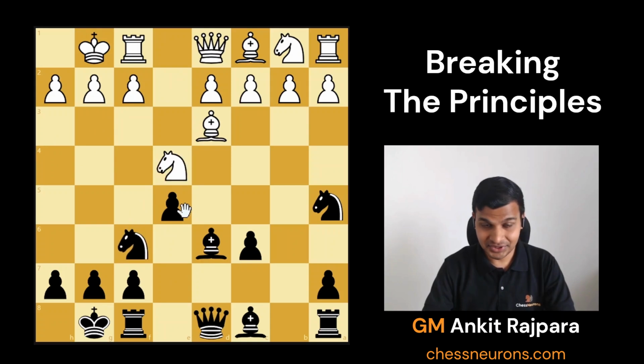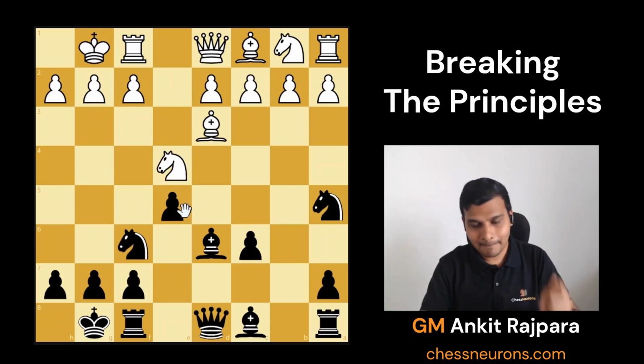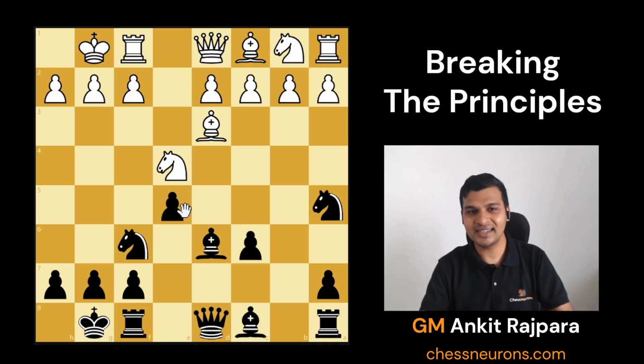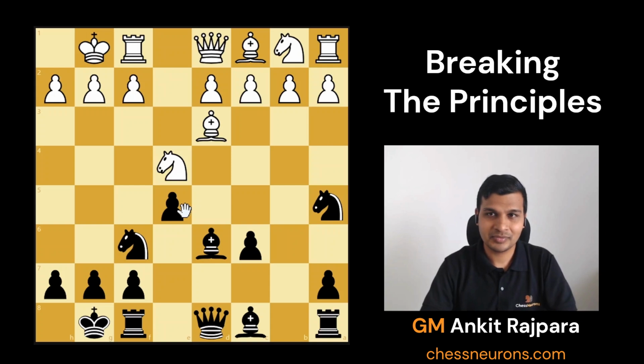So we release the tension, we broke that principle, but we are able to push with the pawns to gain more space on the king side, to restrict white's pieces more on the king side, and then get the upper hand.